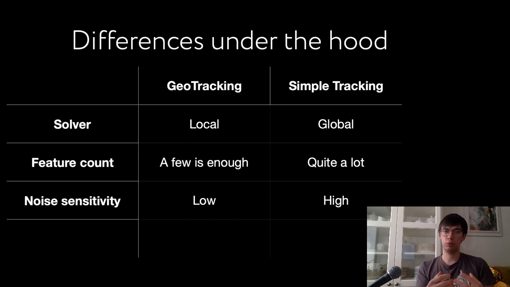And it gives you really better control of your tracking, and you can get the results faster. Also, you can track smaller objects using GeoTracker because you don't need so many features. And the last but very important thing, it's less sensitive to noise. And basically it means that the tracking is more robust.